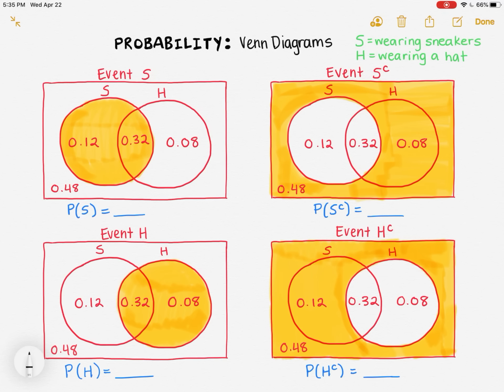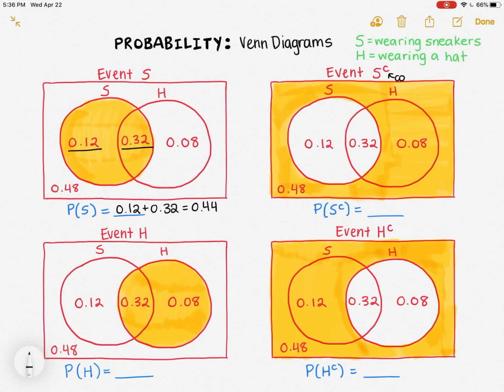Now I have the same diagram we just made copied on each problem. I've also shaded in the event that we'll be focusing on for each probability statement. For the first one, we're looking at the probability of event S, which is wearing sneakers. So I've shaded in the circle labeled with an S. To find the probability of someone wearing sneakers, I need to add the probability of wearing only sneakers with the probability of wearing sneakers and a hat. So 0.12 plus 0.32 gives me 0.44, which is the probability of wearing sneakers.